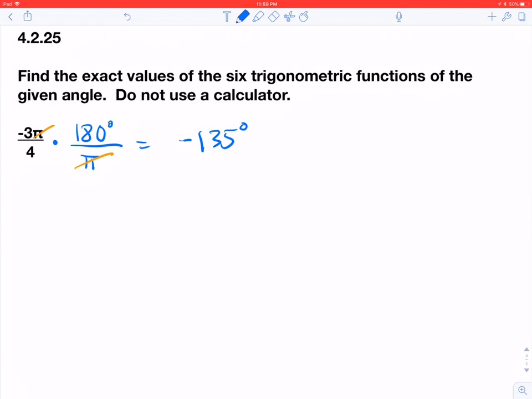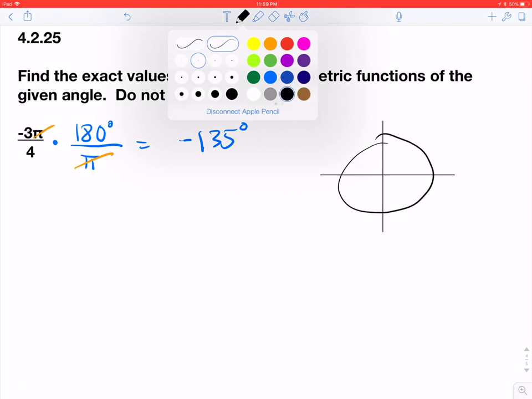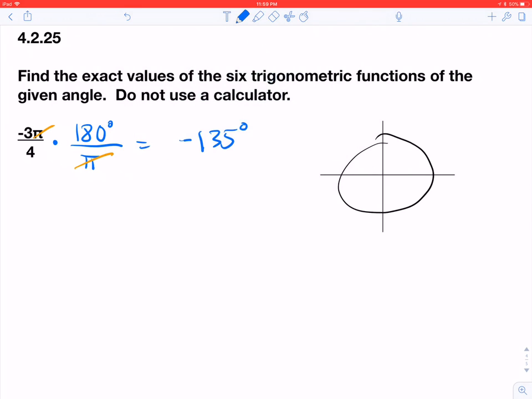Now if we do a negative 135, just as a quick sketch, I'm going to do these based on the unit circle. So say we have the unit circle. If we're at a negative 135, here's 0 degrees. Then this is a negative 90, because clockwise is negative. This is the negative 180 degrees. Then if we're at negative 135, that means we are in quadrant 3.